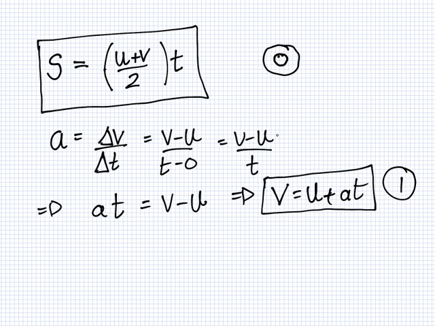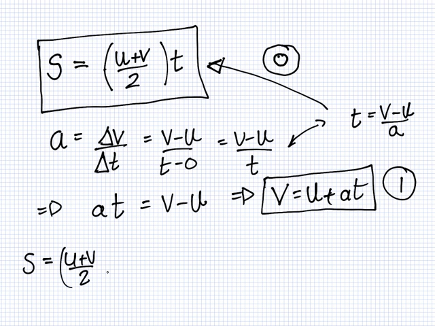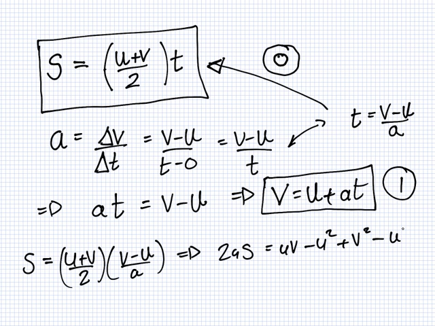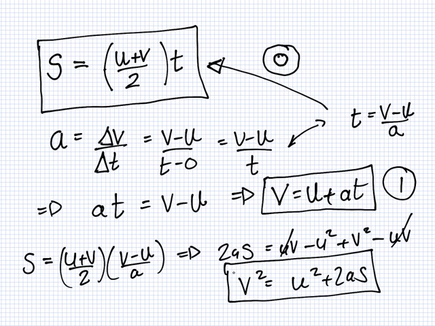Right. So what I'll do next, I'll take this and rewrite it as t equals v minus u over a. And then with that, I'll put it in here. So now I get s equals u plus v over 2 times v minus u over a. So that means I get 2as equals uv minus u squared plus v squared minus uv. They cancel, of course. So you can end up with v squared equals u squared plus 2as. This is our second equation.